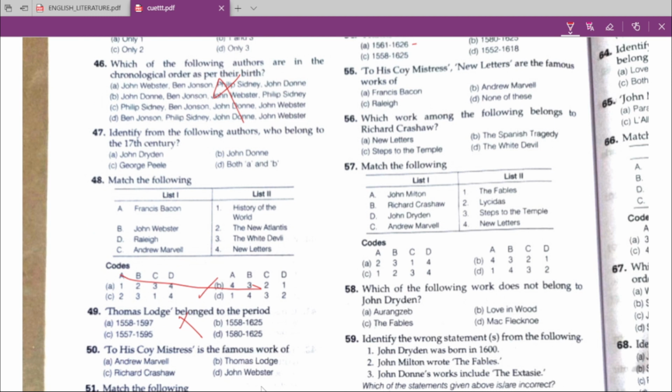Identify from the following authors who belong to the 17th century. John Dryden, George Peele, John Donne, both A and B. So for the 17th century, you have John Dryden and John Donne. So both A and B.